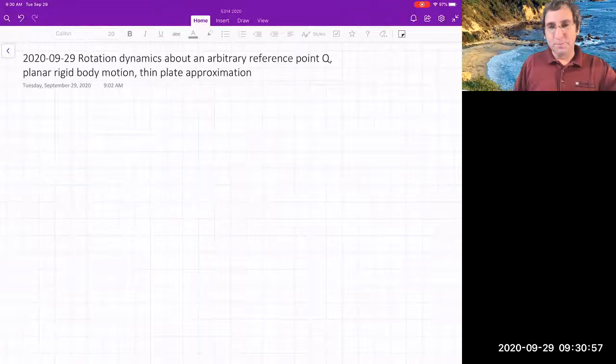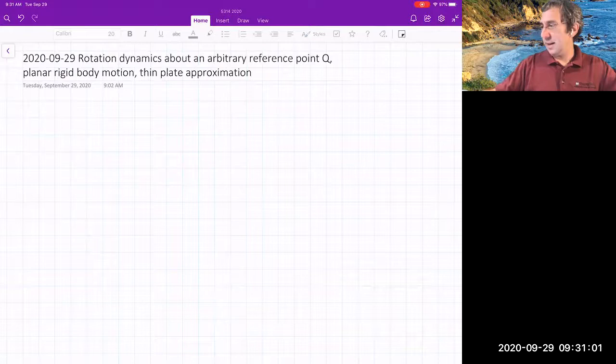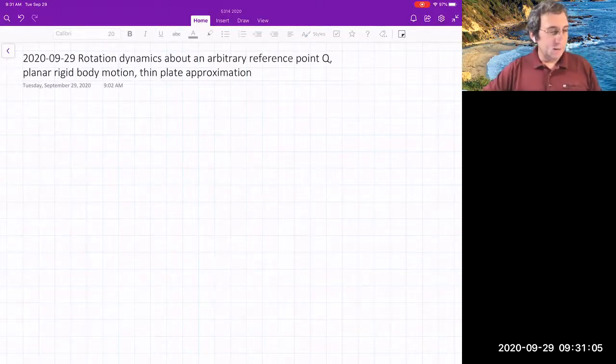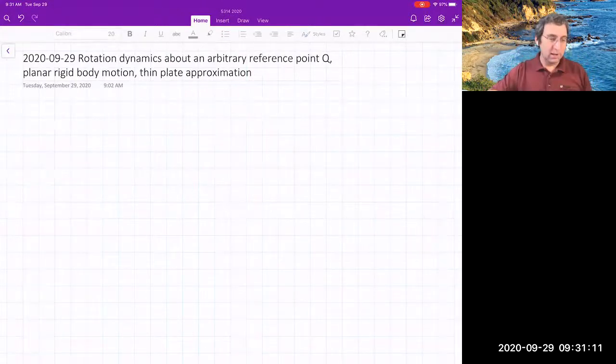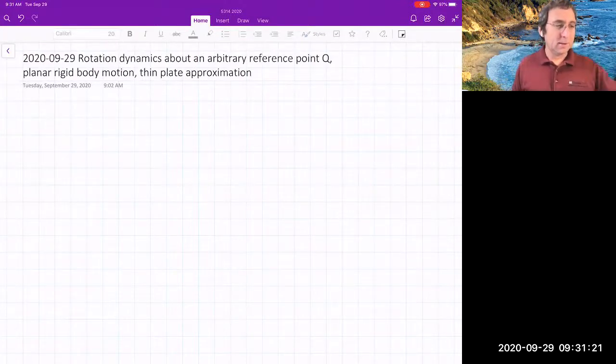We're talking about rigid body dynamics, and we ended last time talking about Euler's second law, the rotational dynamics, that turns into three first-order ordinary differential equations for the angular velocity.